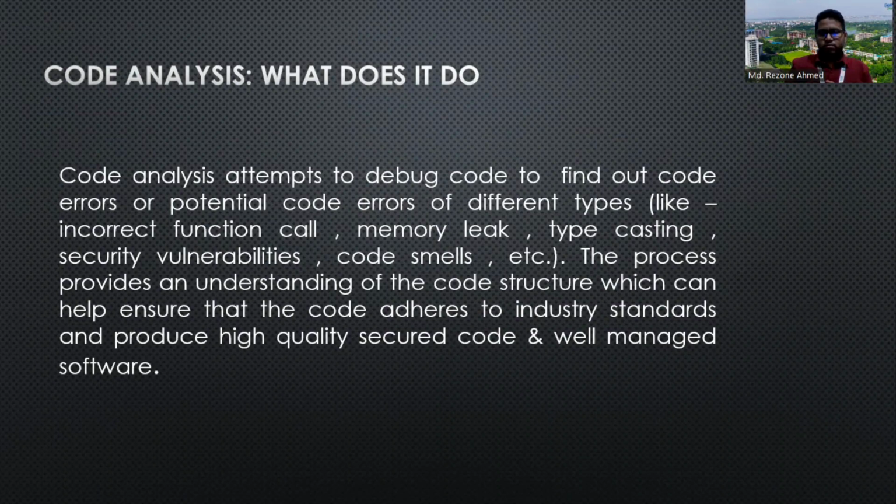What does it do? Actually, code analysis attempts to debug code to find code errors or potential code errors of different types, like incorrect function calls, memory leaks, type casting, security vulnerabilities, code smells, etc. The process provides an understanding of the code structure, which can help ensure the code adheres to industry standards and produces high quality, secure, and well-managed code.